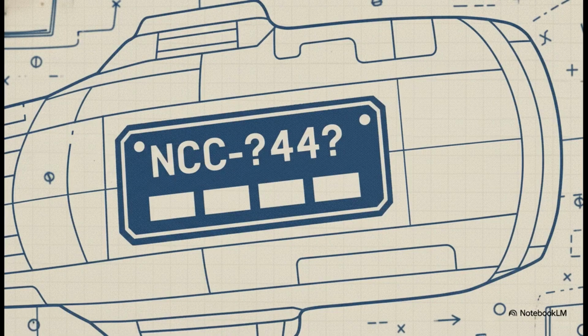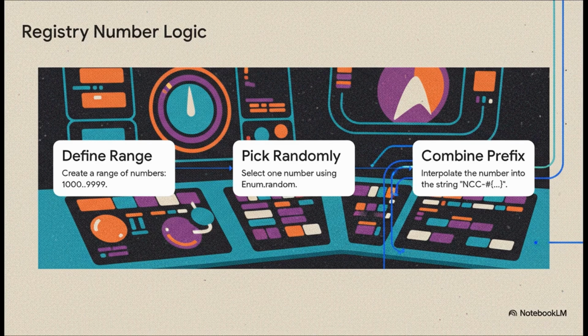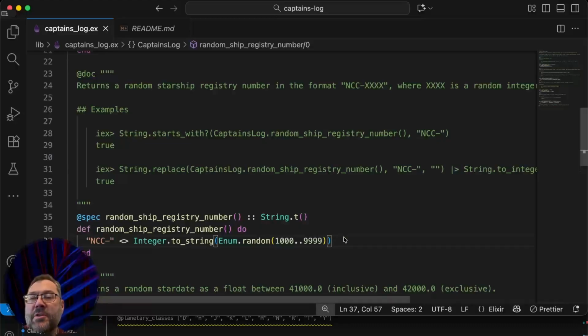With our planet chosen, we now need a starship, which means generating a registry number. Our challenge is to combine the NCC prefix with a random 4-digit number. The logic is simple. First, create a range, then use Enum.random again to pick one. Then, string interpolation neatly combines our prefix with that random number. All done. Here's Copilot's implementation for the random ship registry number.